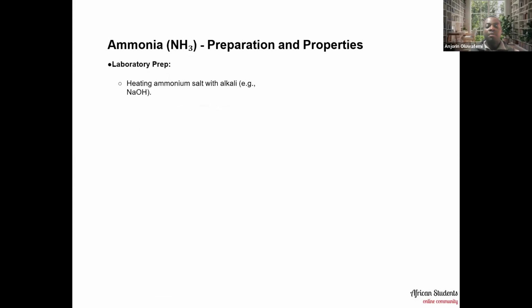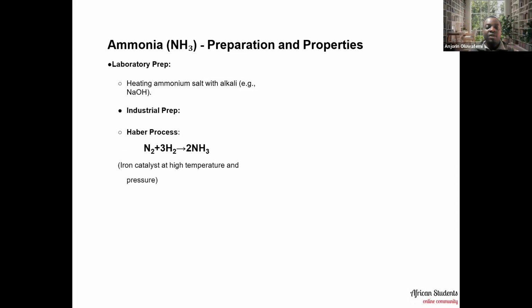For laboratory preparation, it is produced by heating an ammonium salt with an alkali, e.g. sodium hydroxide. So when you heat an ammonium salt with an alkali, you have ammonia being produced. Industrially, it is produced using what we call the Haber process, which involves the reaction between nitrogen and hydrogen to give us ammonia. So that's the Haber process. An iron catalyst at high temperature and pressure is included in this process for us to be able to produce ammonia. What are the properties of ammonia?